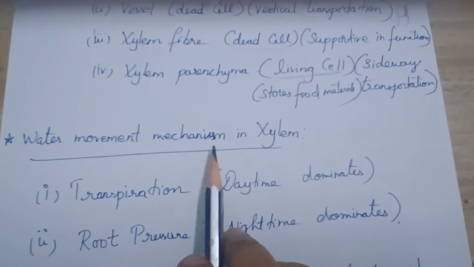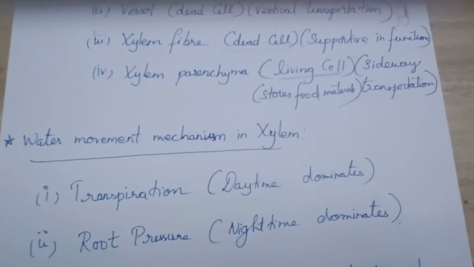Water movement mechanism. We have studied about the xylem. Xylem is responsible for transporting water and minerals from soil to all parts of the plants. So how is the water moving upward? By what mechanism is it moving? The first mechanism is transpiration, and the second one is root pressure. By these mechanisms only, the water is moved in the upward direction.